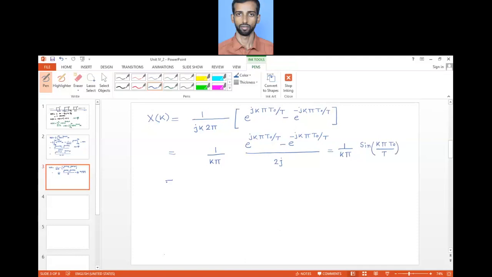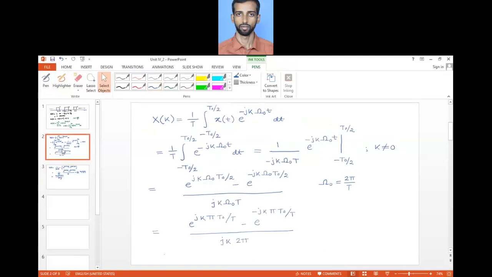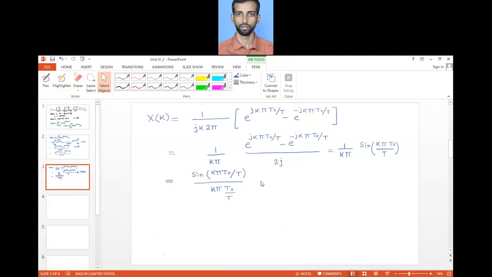So this can further be represented in this particular form, a special type of function which is very popular in the field of signals and systems, that is k pi T0 by T. Then we have already k pi there, and then you have T0 by T, so we need to multiply it with T0 by T.